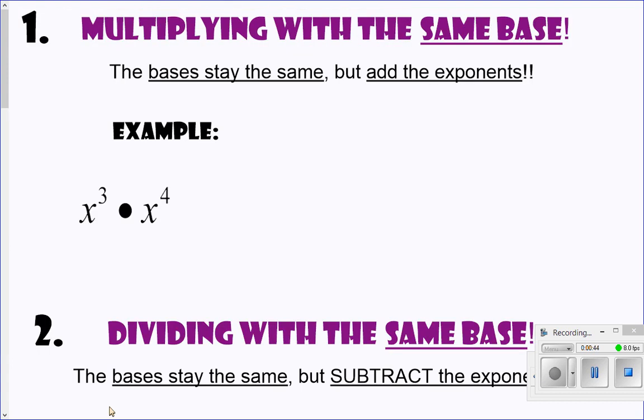So the first rule that you learned in Algebra 1 is multiplying with the same base. For example, something like this, x cubed times x to the 4th. Well, we can do this problem the long way or the short way. Let's look at the long way first.